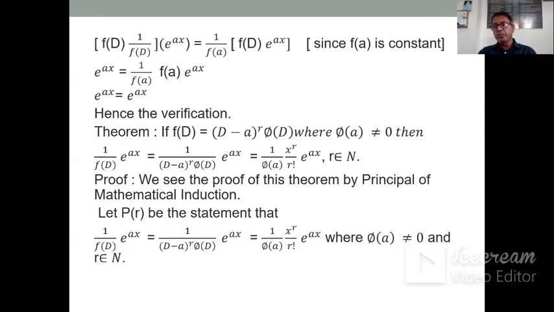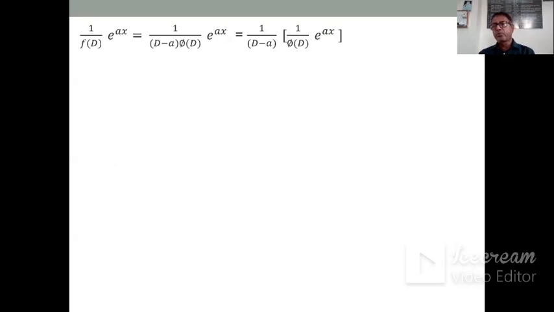Now we assume this is the statement P(r). Now, what is the technique? By using the principle of mathematical induction to give the proof, we use step 1. In this step, we check whether the P(r) statement is true if we choose r equal to 1. This is our step 1. Choose r is equal to 1. If we choose r is equal to 1, then 1 upon f of D operate on e to the power ax is equal to 1 upon (D minus a) into phi of D to the power r.